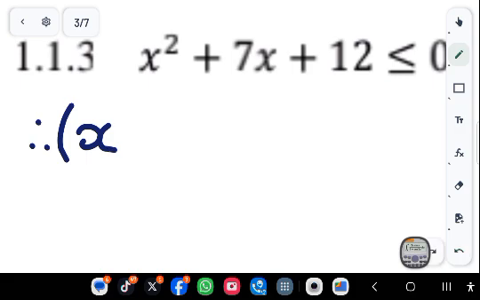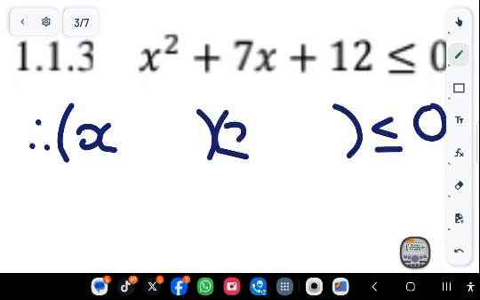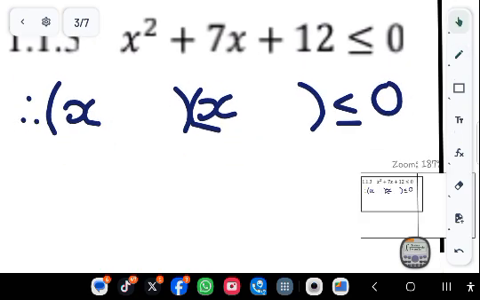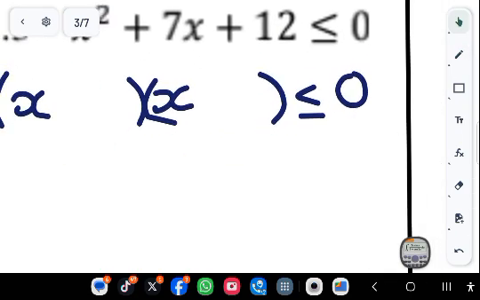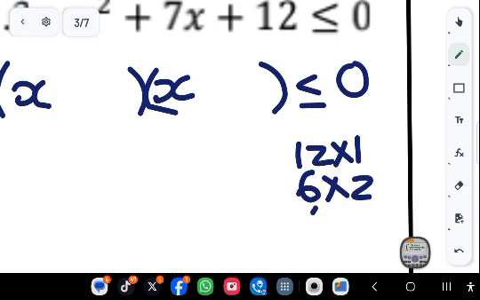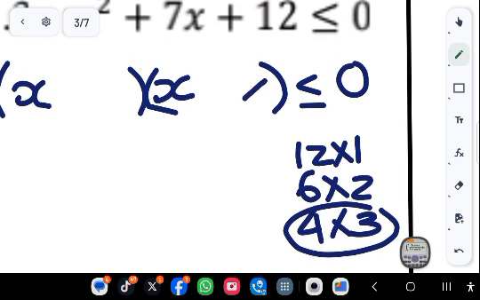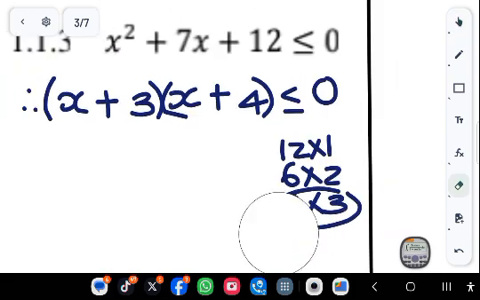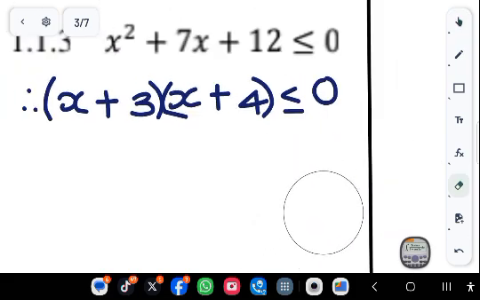So let's factorize this inequality. How we factorize now is that we find factors of 12 that when added together must give us 7. So that's 6 times 2, and then you've got 4 times 3. The combination that gives us 7 is 4 and 3. That will be plus and plus because we don't have a minus anywhere there. All right, let's remove this.